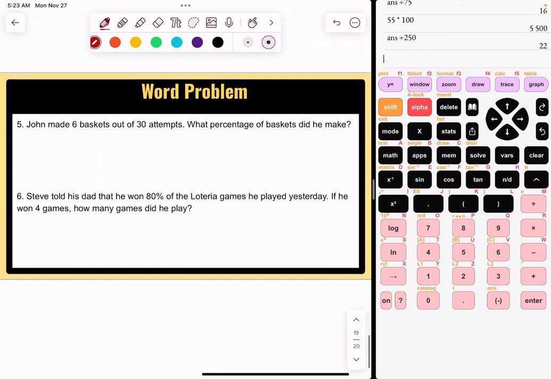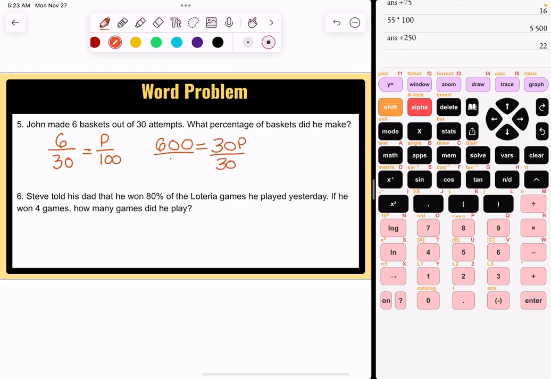All right, and let's do these word problems, and then we can wrap up this lesson. John made 6 baskets out of 30 attempts. So 6 over 30 equals what percent? The unknown percent over 100. So that would be 600 equals 30p. Divide by 30. P equals 600 divided by 30. 20. What percent of baskets did he make? 20%.